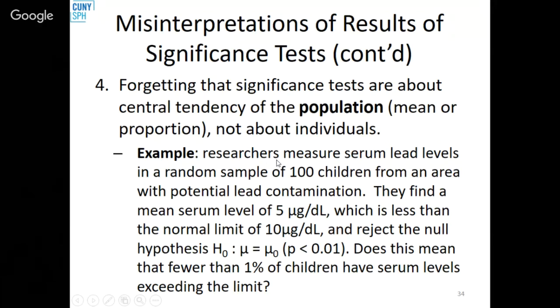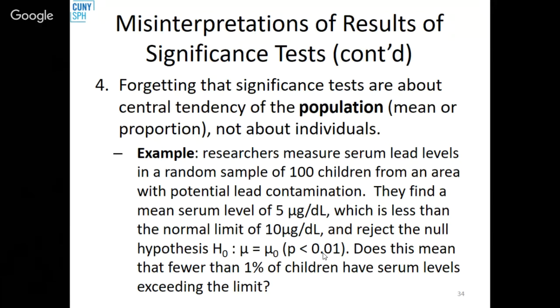So for example, researchers measure serum lead levels in a random sample of 100 children from an area with potential lead contamination and find a mean serum level of 5, which is lower than the normal limit of 10. So they actually found a level lower than what is allowed, and they reject the null hypothesis.